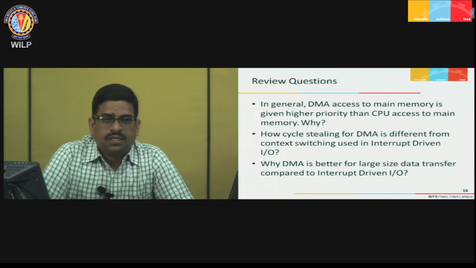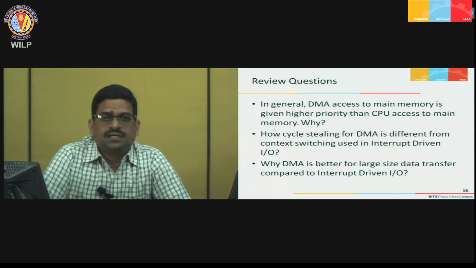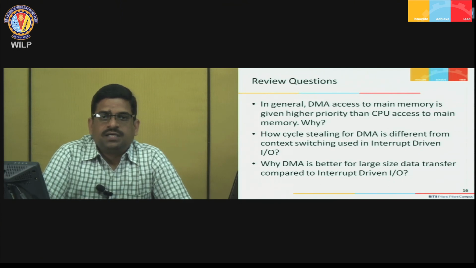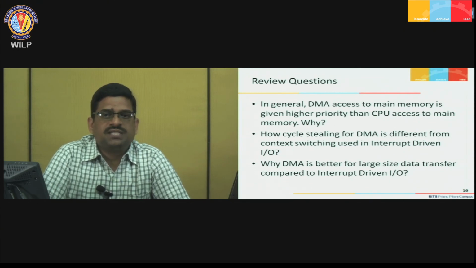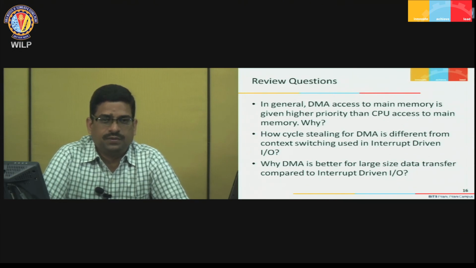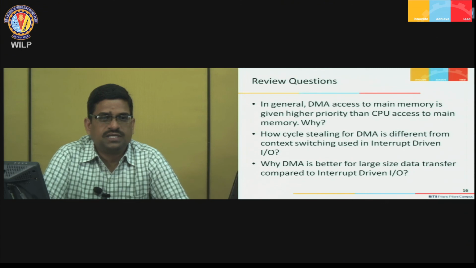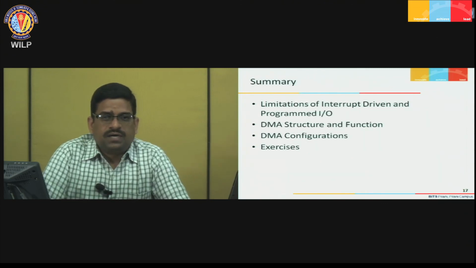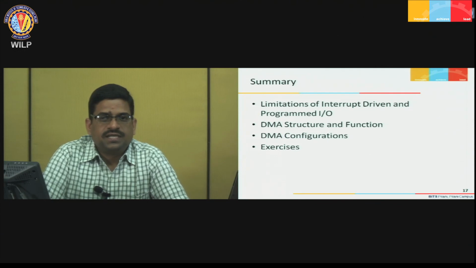Now, let us look at some review questions that you can answer with this lecture. The first question is, in general DMA access to the main memory is given higher priority than the CPU access to the main memory. What is the reason behind this? Second question is, how is cycle stealing for the DMA different from context switching which is used in interrupt driven IO? And the third question is, why is DMA better for large size data transfer compared to interrupt driven IO? These are three questions that, once you go through this lecture, you will definitely be able to answer.